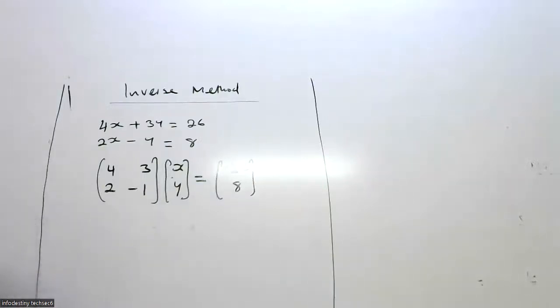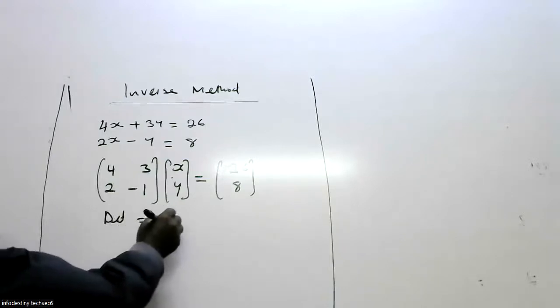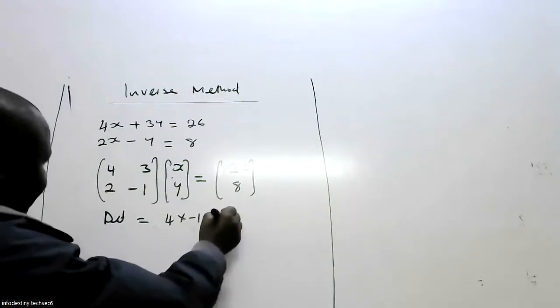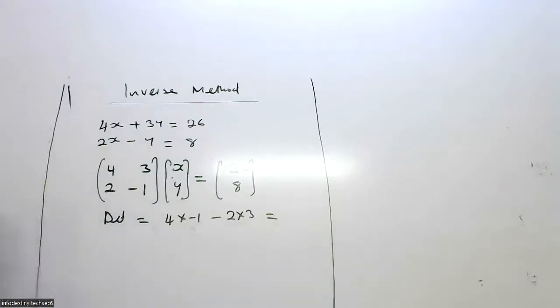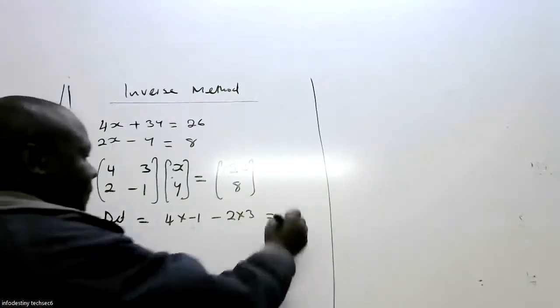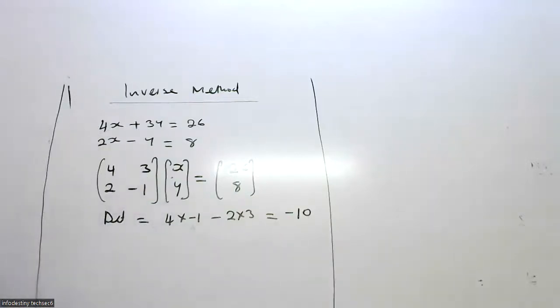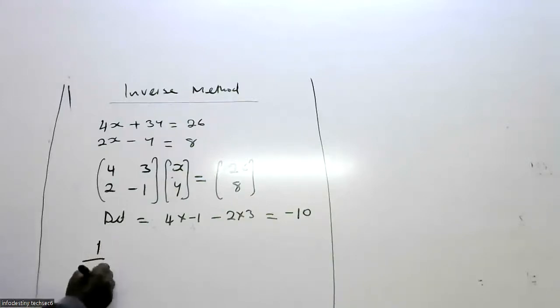We are using the inverse. Now the first step, we are going to get the determinant. So the determinant will be equal to 4 times negative 1, we are together, minus 2 times 3. Negative 10. So after getting that negative 10, our next step, now we want to get the inverse.